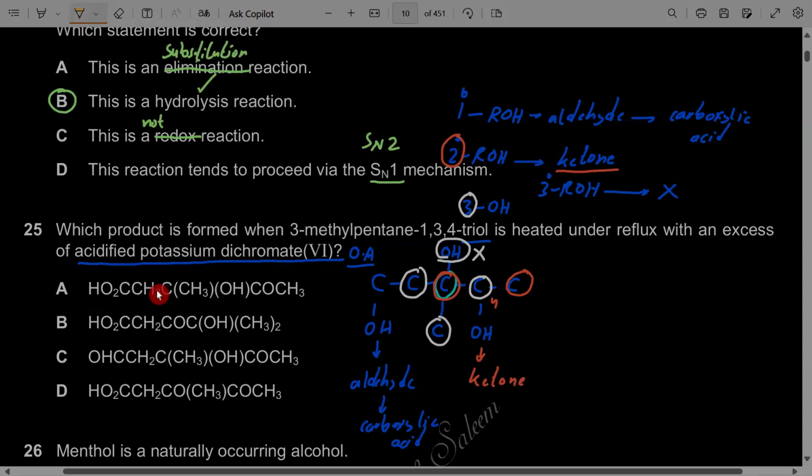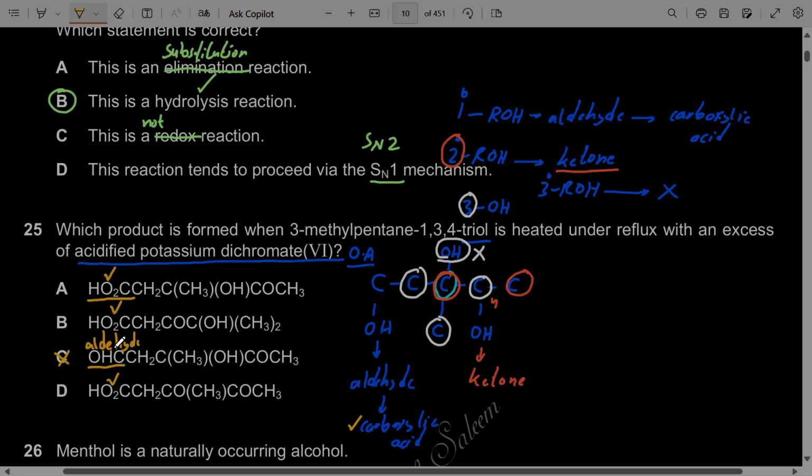Now we will select the right options from the options A, B, C, D. So if you look at option A, we have the carboxylic acid on one side. So yes, carboxylic acid will be there in both option A and option B, and then option D. All of them have the carboxylic acid, but not the option C. It is the aldehyde part. This is aldehyde, not the carboxylic.